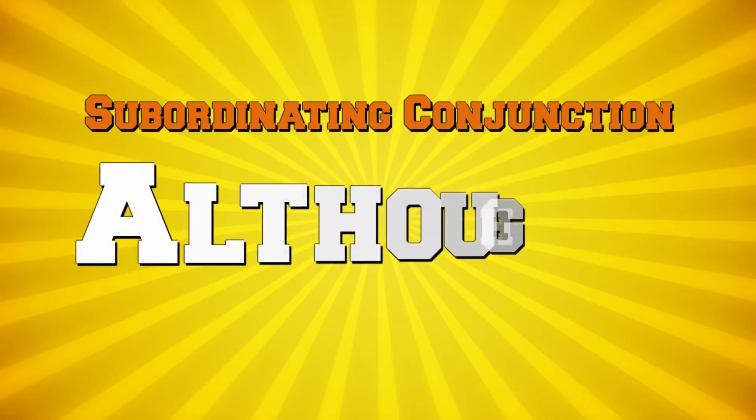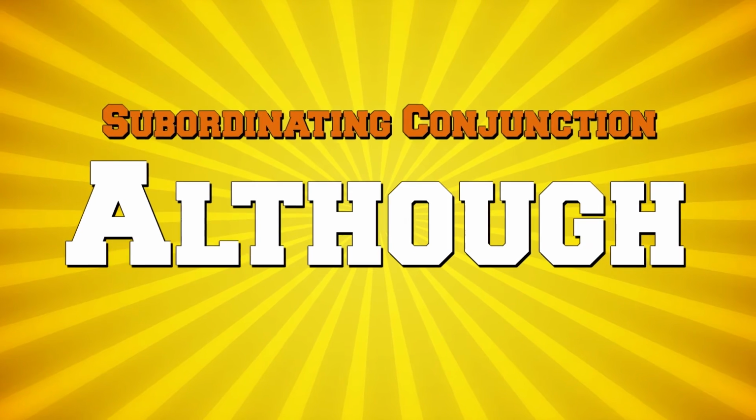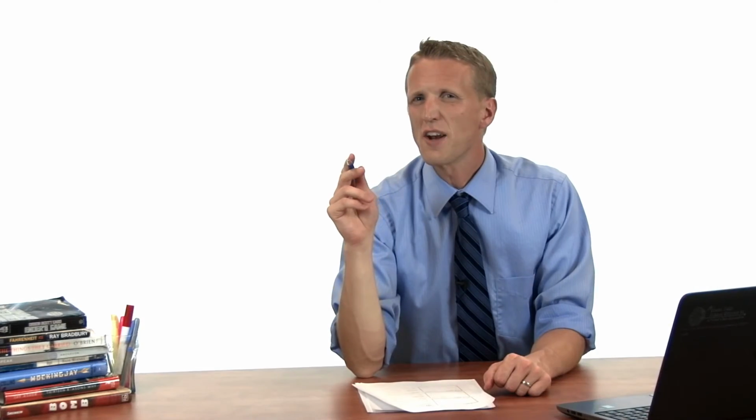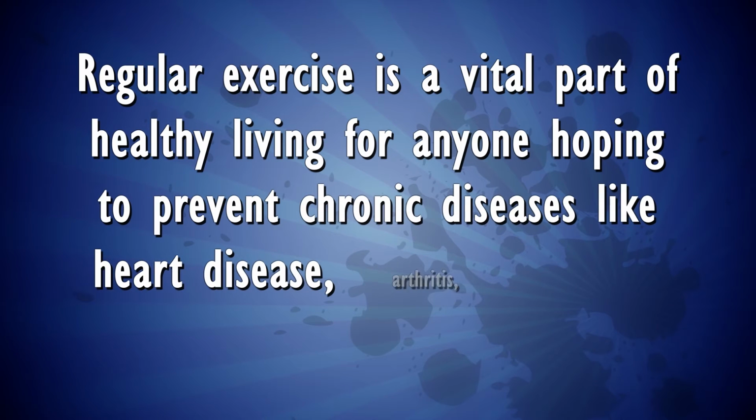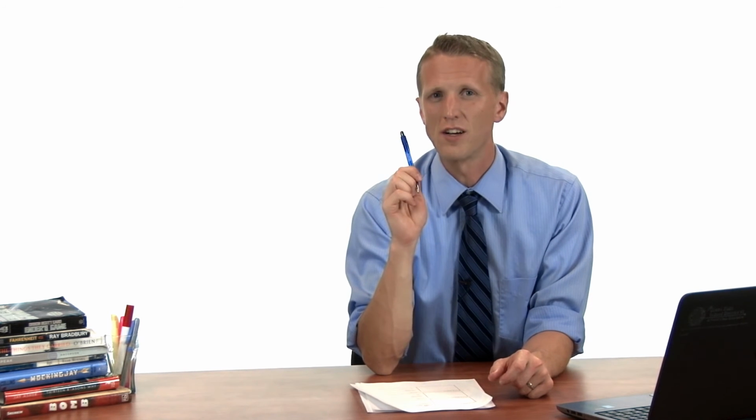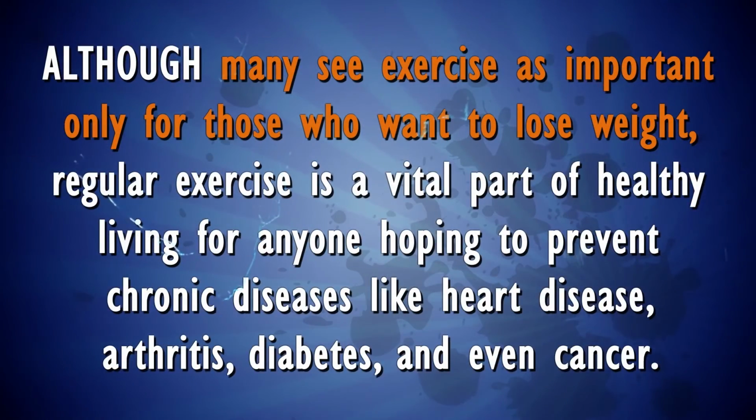A subordinating conjunction like although can help you answer the question who cares by showing that your claim is either controversial or insightful. Say you've got a thesis statement like this. Regular exercise is a vital part of healthy living for anyone hoping to prevent chronic diseases like heart disease, arthritis, diabetes, and even cancer. That's actually a great claim, but some people might respond with a, yeah, so? They might not see what makes this claim interesting. The insightful thing here is that a lot of people only see exercise as a weight loss strategy and overlook these health benefits. So use an although to point that out, and your thesis statement suddenly sounds more insightful. Although many see exercise as important only for those who want to lose weight, regular exercise is a vital part of healthy living for anyone hoping to prevent chronic diseases like heart disease, arthritis, diabetes, and even cancer.